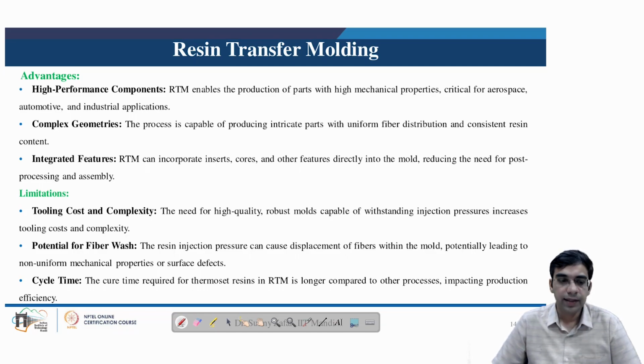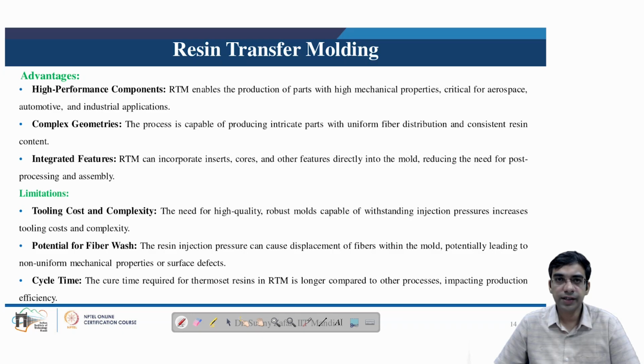We can now summarize the various advantages of resin transfer molding. So this involves high performance components. RTM enables production of parts with high mechanical properties critical for aerospace, wind turbine blades, automotive applications. Complex geometries: the process is capable of producing parts with intricate geometries with uniform fiber distribution and consistent resin content. Integrated features: resin transfer molding can incorporate inserts, cores, and other features directly into the mold, reducing post processing and assembly. This also enables co-curing of various parts.